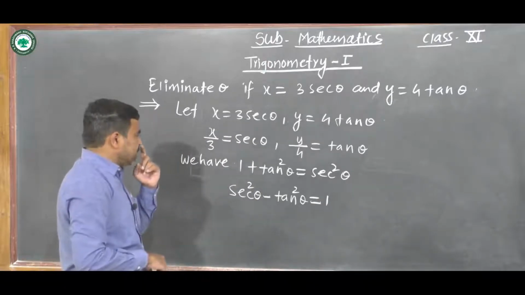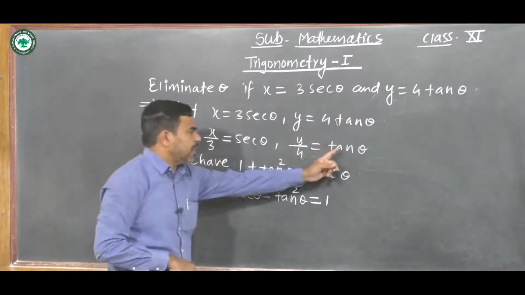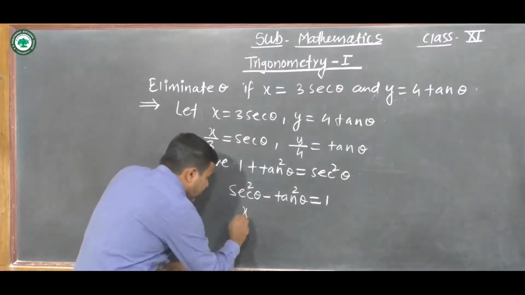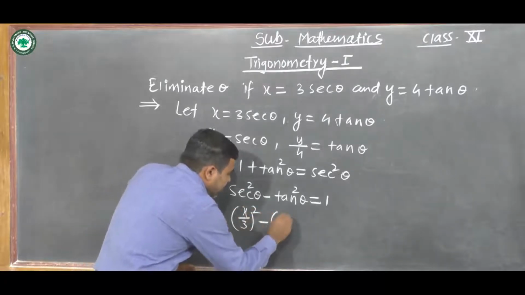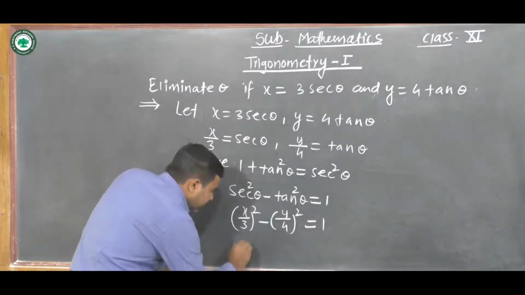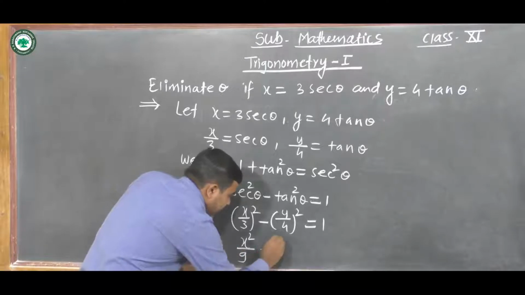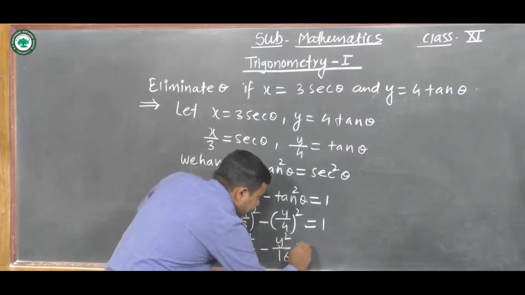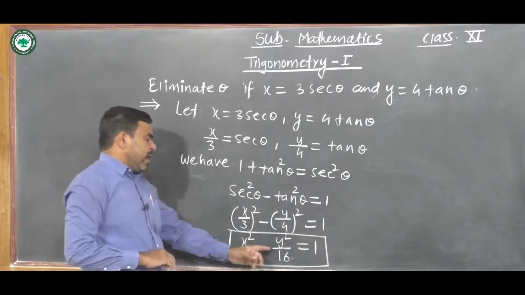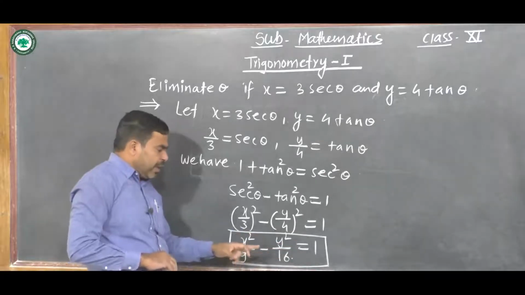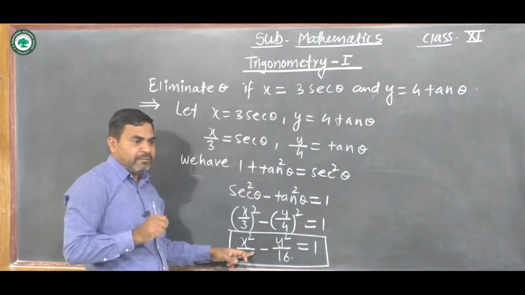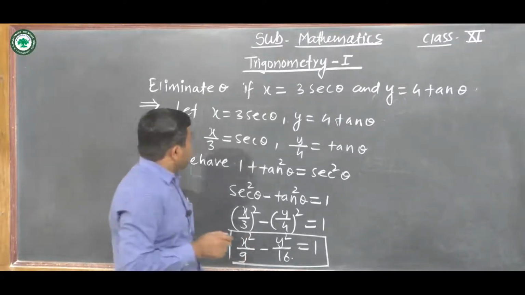So now we have the values of sec theta and tan theta. Sec theta is x upon 3 and tan theta is y upon 4. Put these values in this equation. So we get (x upon 3) whole square minus (y upon 4) whole square is equal to 1. That is x square divided by 9 minus y square divided by 16 is equal to 1. And observe this equation: in this equation, theta is absent. So we have eliminated theta.